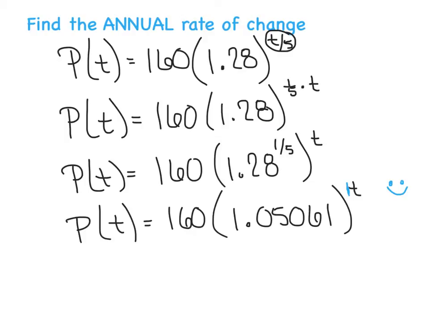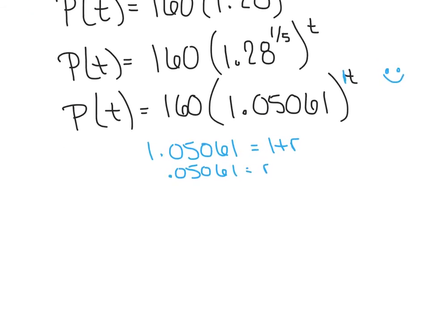And so I'm thinking 1.05061 is equivalent to 1 plus r. Subtract 1 from both sides, and 0.05061 is my rate of growth. And I want to express that as a percentage, and slide that decimal twice. 5.061% is my annual growth rate. Emphasis once again on the fact that it's annual.